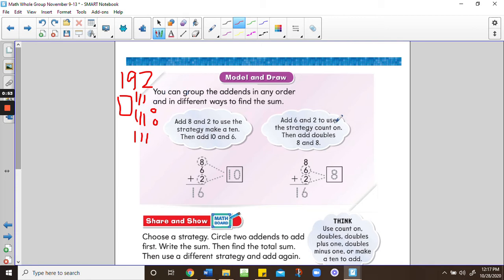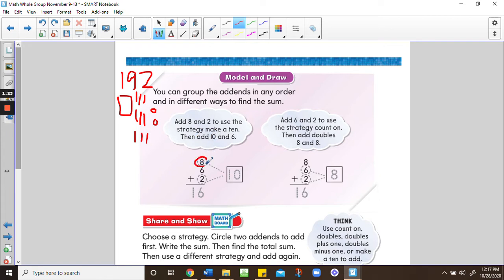So our lesson is adding three numbers. You can group the addends in any order, and we talked about that when we learned about turnaround facts. You still get the same answer. So for the example, it is 8 plus 6 plus 2. The think bubble says add 8 and 2 to use the strategy, make a 10, and then add 10 and 6. So let me show you.